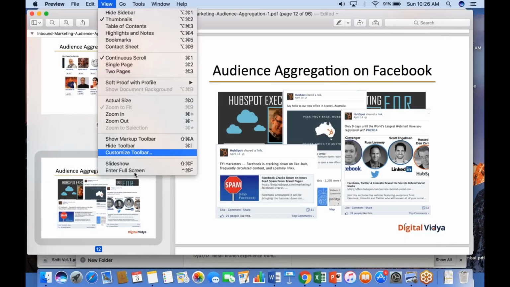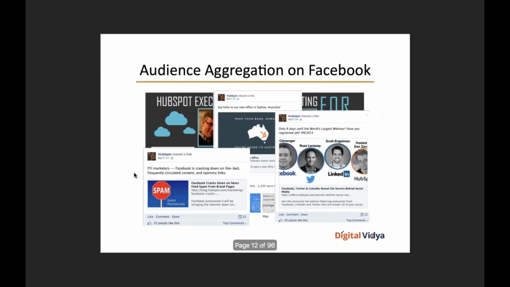If you look at HubSpot's case, this is an example of how they've been using social media for aggregating audiences. They do multiple kinds of things. In this particular context, they're using a webinar as a content marketing tool and asking people to come in and register. They're able to do this because they already have an aggregated audience who are following them on Facebook, and they're reaching out to them. It can also be used for conveying information and furthering your larger brand objectives. They're just talking about a new office being opened in Sydney.